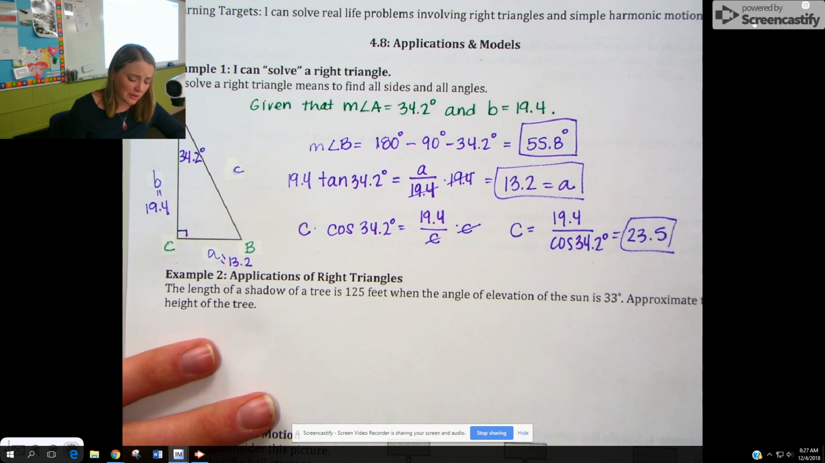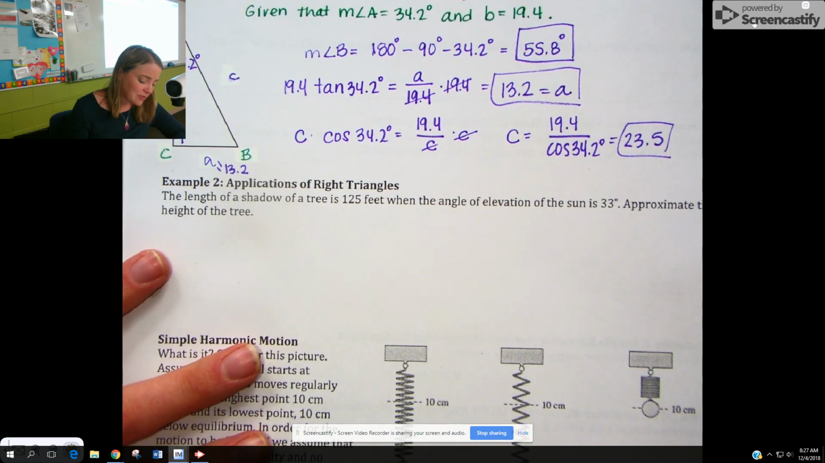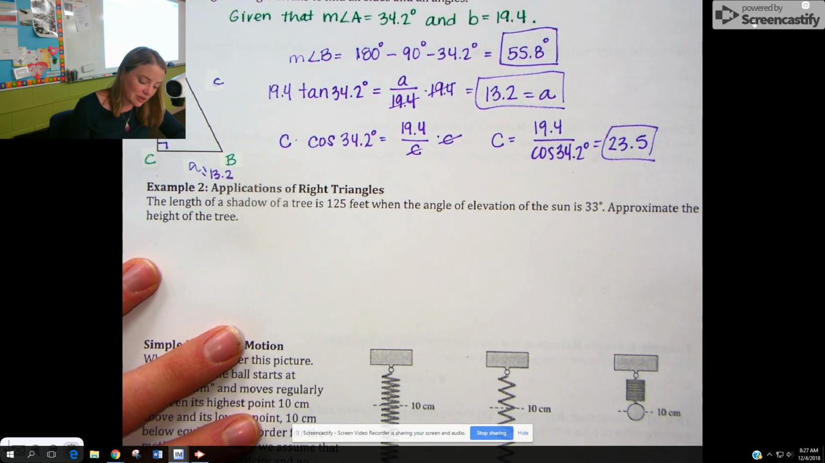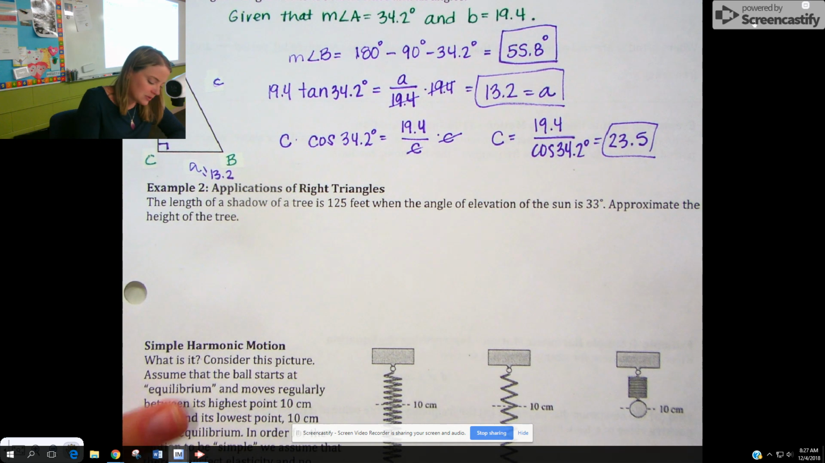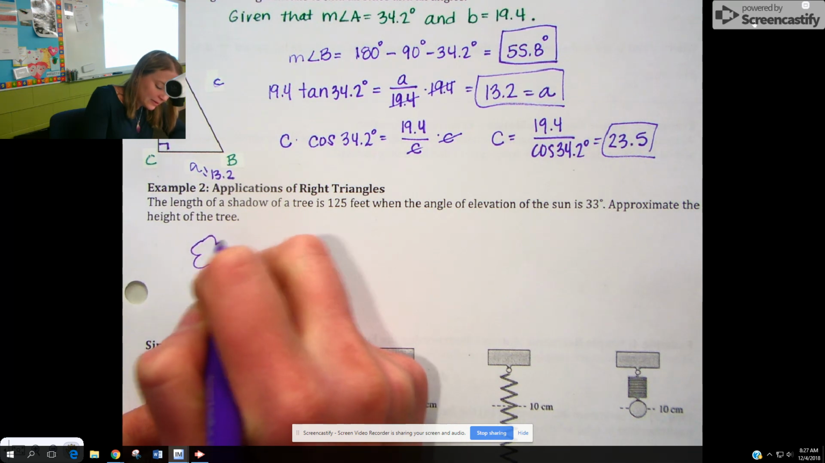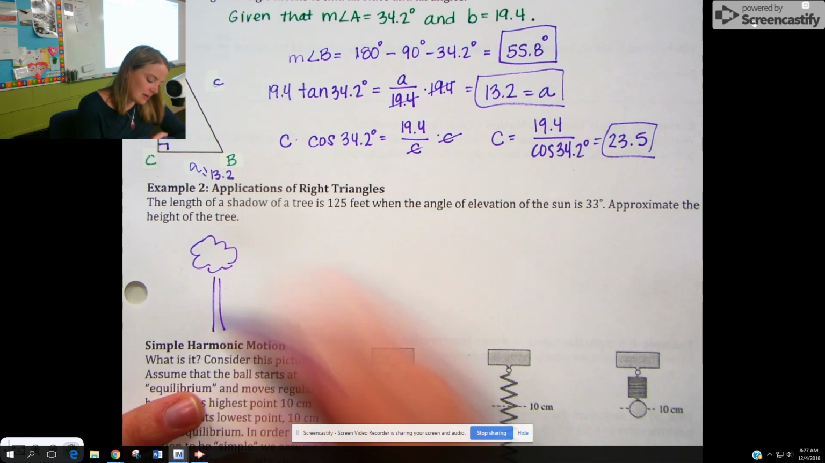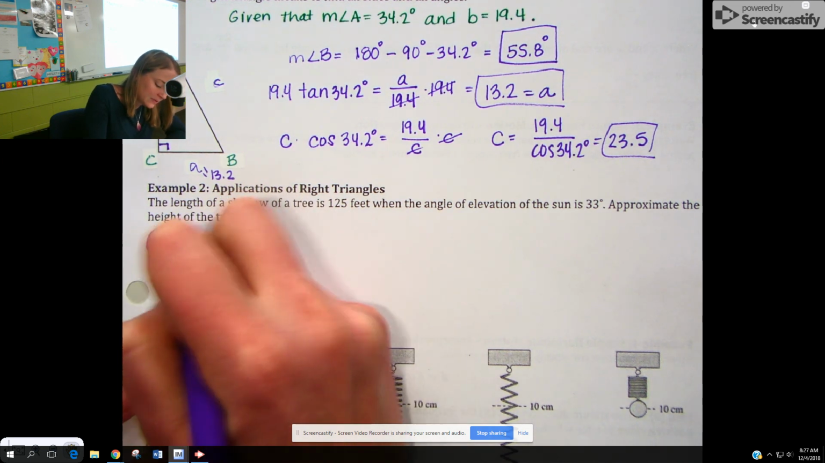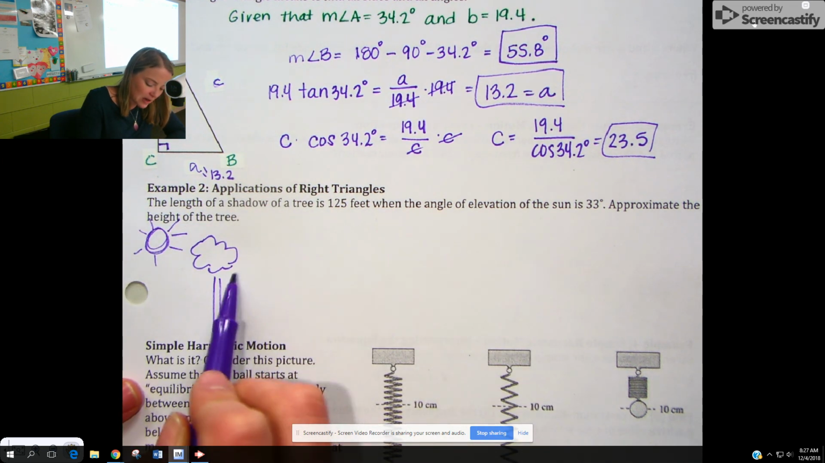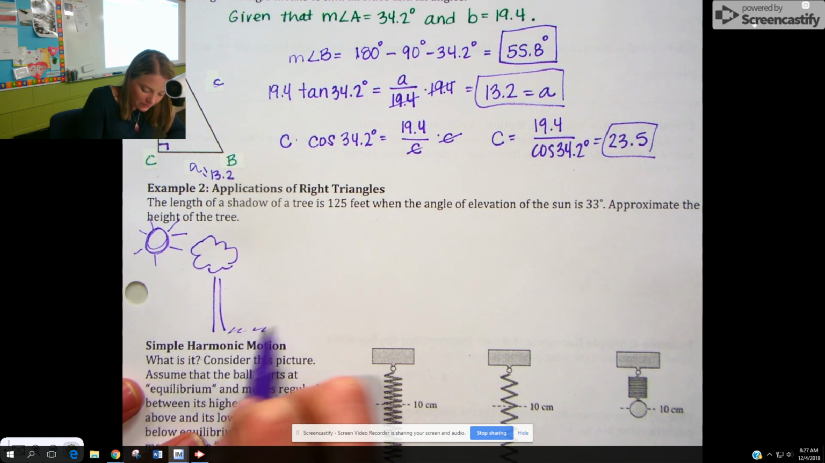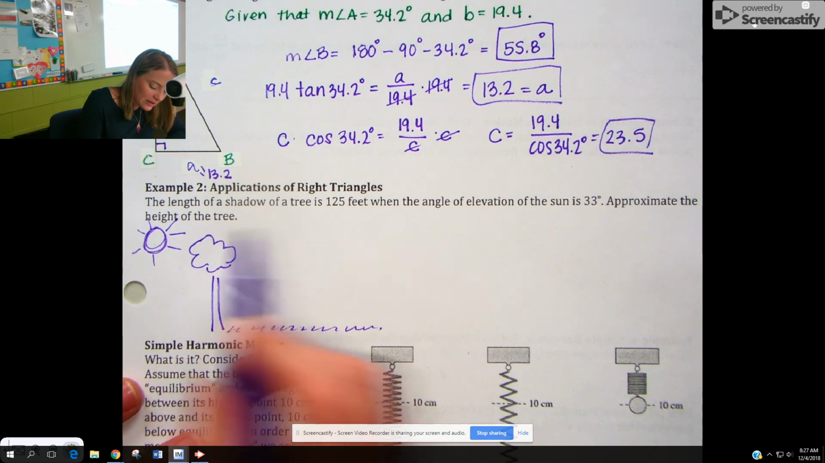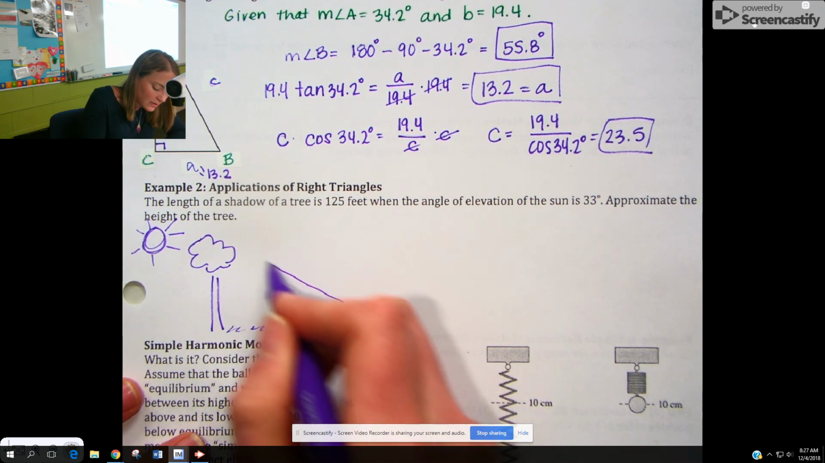Some of the other questions involve story problems. Here we have the length of the shadow of a tree is 125 feet. The angle of elevation for the sun is 33 degrees. Approximate the height of the tree. So here's our picture. Right, here's my tree. It's pretty tall. And the sun, right, it's over here, and it's causing me to have a shadow for my tree. Right? The angle of elevation is to the sun.